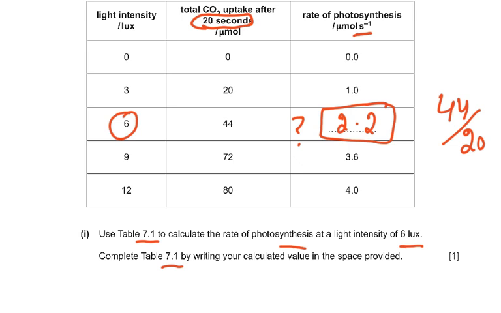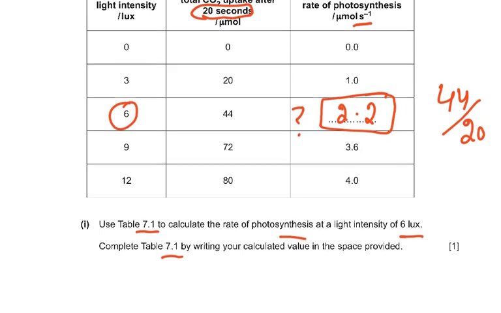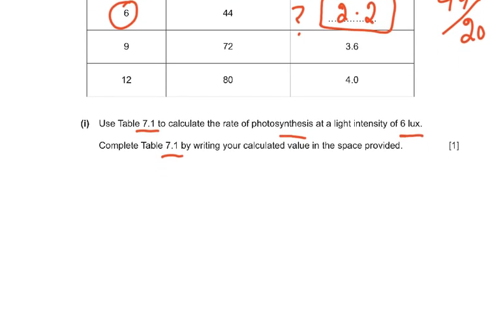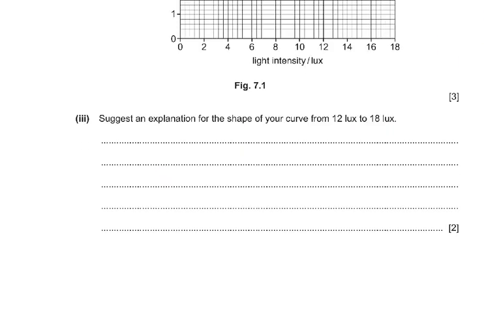Of course, you could have also guessed it from the other ones. From 20 it was 1, at 72 it was 3.6 and at 80 it was 4.0. So you could have guessed it from that as well. So you wrote it in the space and you got a mark for that. Then we go on to the next part of the question.